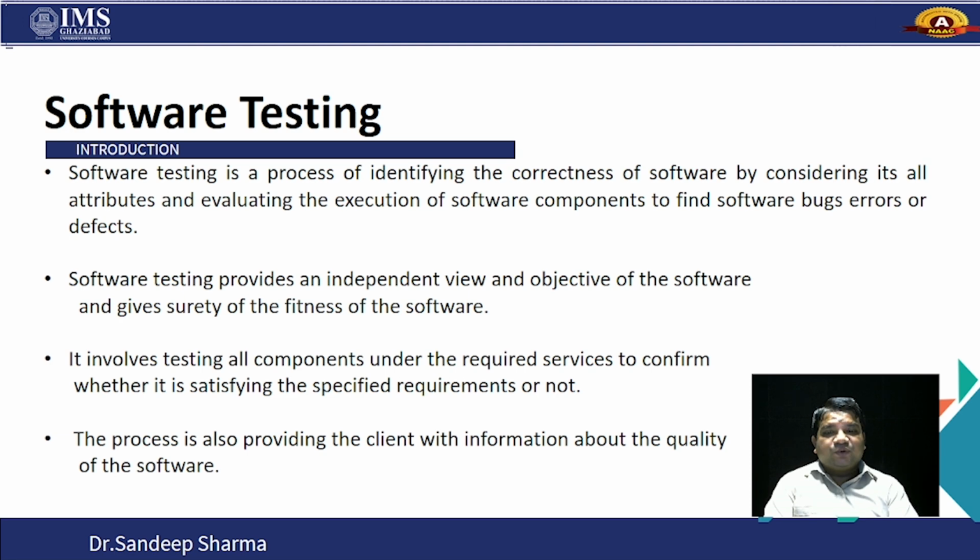Software testing is a process of identifying the correctness of a software by considering all its attributes and evaluating the execution of software components to find software bugs, errors, or defects. Software testing provides an independent view and objective of the software and gives surety of the fitness of the software, that the software is working perfectly.